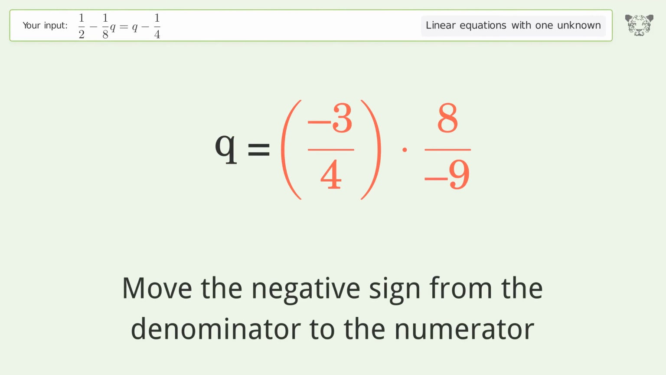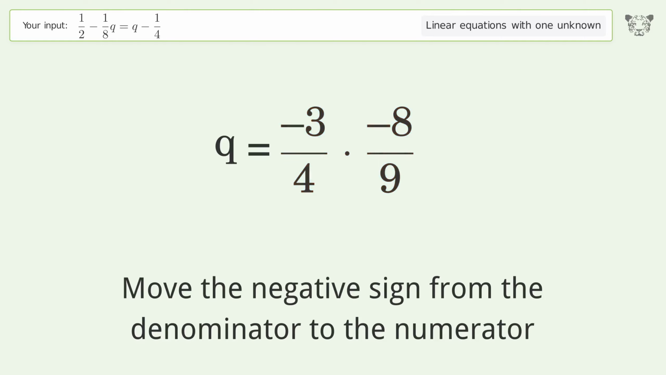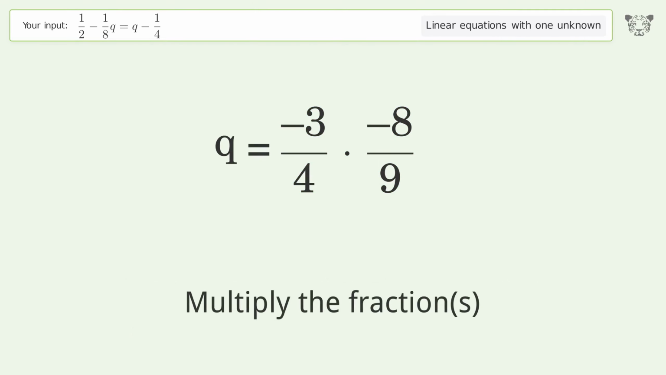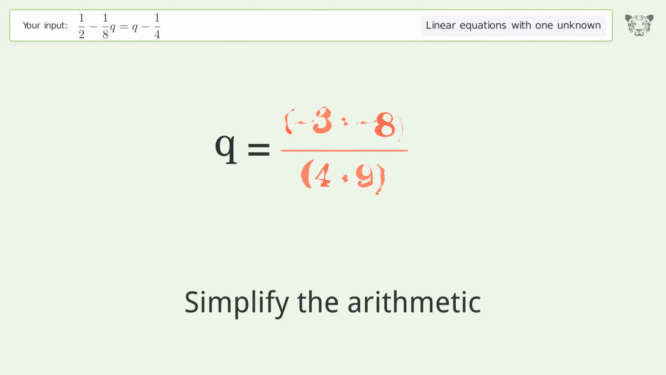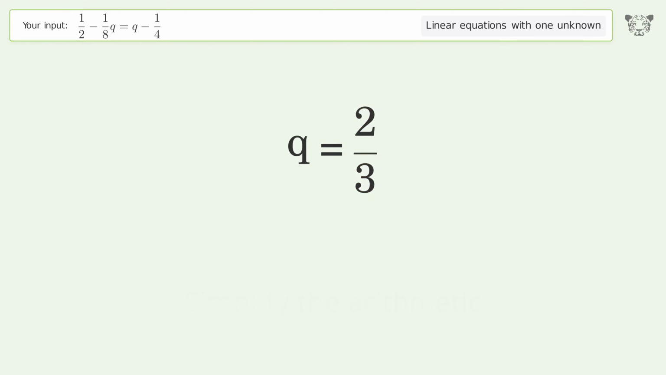Move the negative sign from the denominator to the numerator. Multiply the fractions. Simplify the arithmetic. And so the final result is q equals 2 over 3.